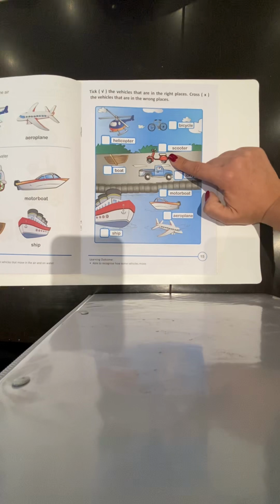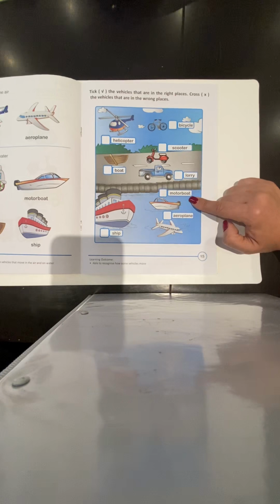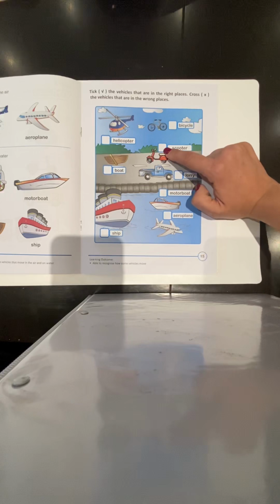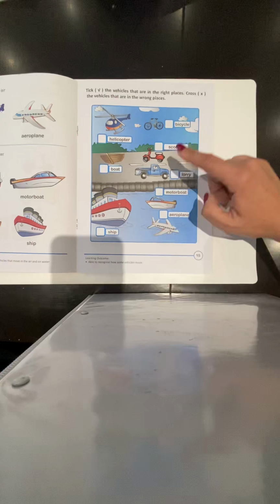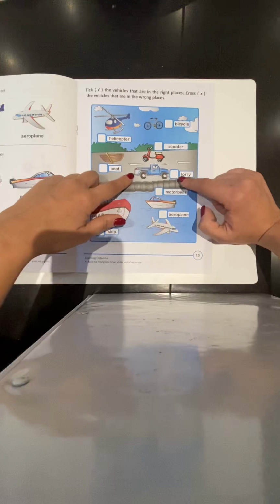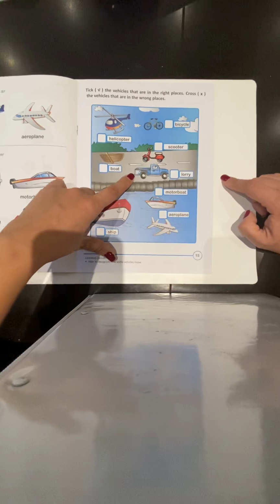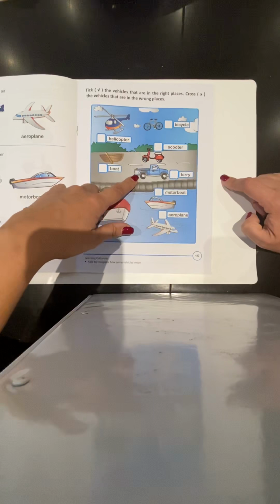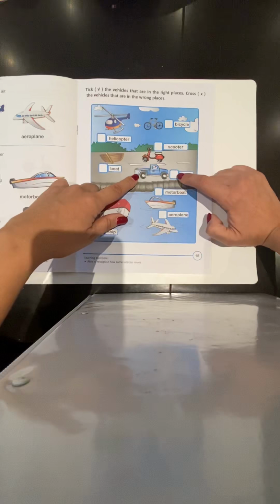Now I have a scooter here. It's on land, correct? So does a scooter move on land? Yes, it does. Can you see it up in the air or on water? No, of course not. So we're going to make a tick because it's moving in the correct place. Now here I have a lorry. The lorry is on the road, so it's on land. So is it moving in the correct place? Yes, it is, because a lorry moves on land. So what we're going to do here is make a tick.